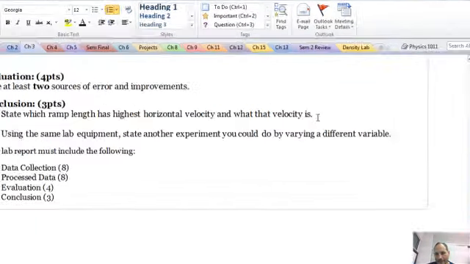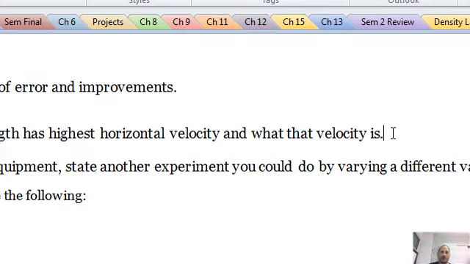Okay. For the final conclusion here, I changed this slightly just to be clear what you need to do. You should state which ramp has the highest horizontal velocity, what that velocity is. So I added that there. Again, this is where your conclusion must have a number. It must have data. Okay? In this case, which ramp has the highest horizontal velocity? It should be 1.0 meters. And what is that velocity? You should list it, whatever your number is that you come up with. 1.2 meters per second, or 150 centimeters per second. Whatever your value is, that has to be listed here.